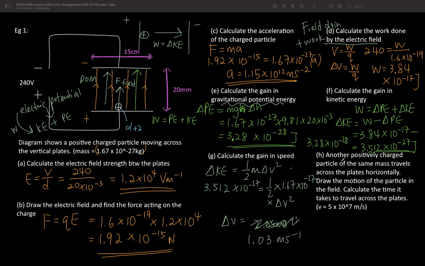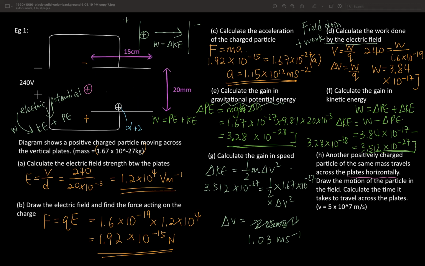Okay, now last one. Another positively charged particle of the same mass travels across the plate horizontally. Draw the motion of the particle in the field. Okay, for the particle traveling horizontally, let me erase this one. The same plate, but the particle moves from here, same charge, same mass, and it travels across from left to right. Calculate the time it takes to travel across the plate.